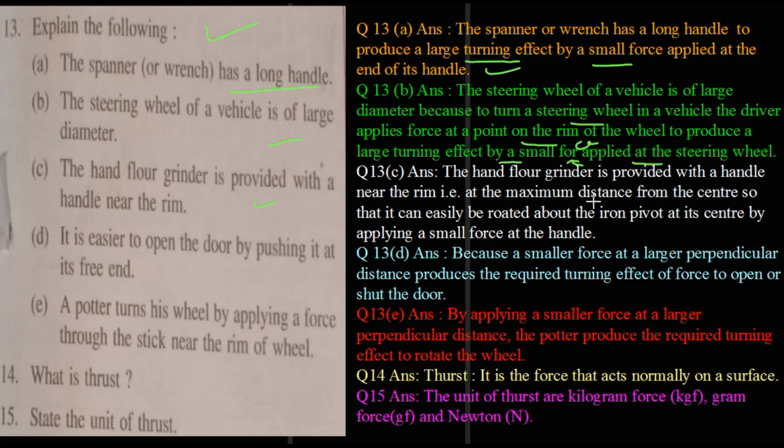Near the rim, the floor grinder is provided with a handle at the maximum distance from the center, so that it can easily be rotated about the iron pivot right at the center by applying a small force at the handle, right students?